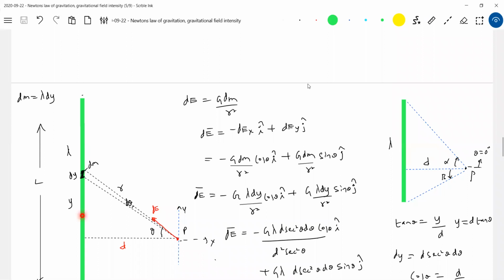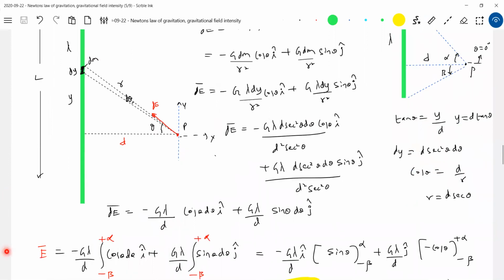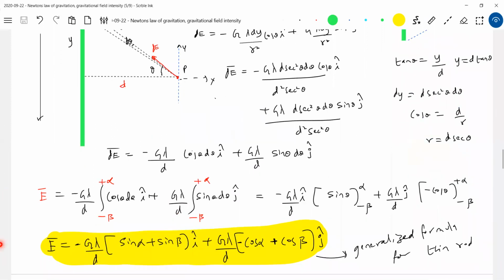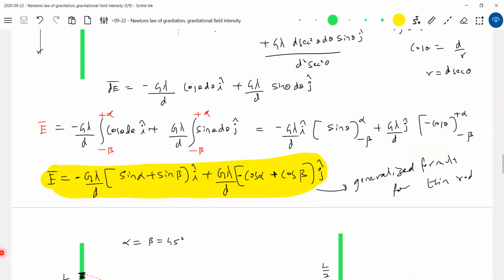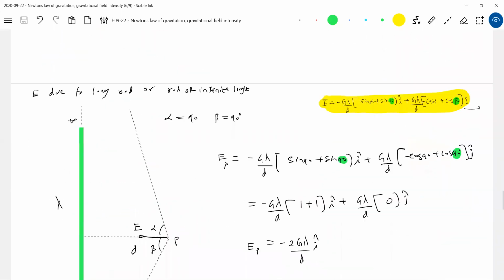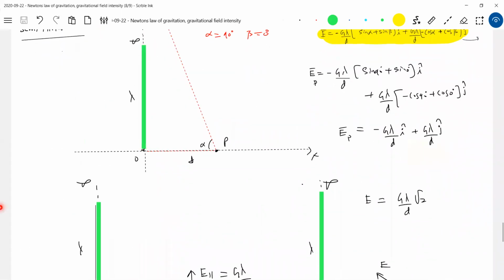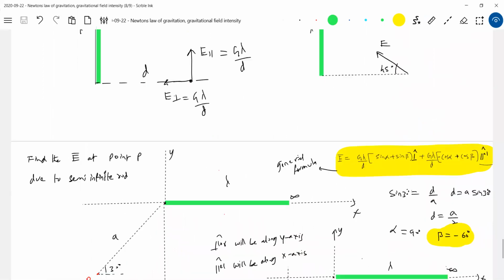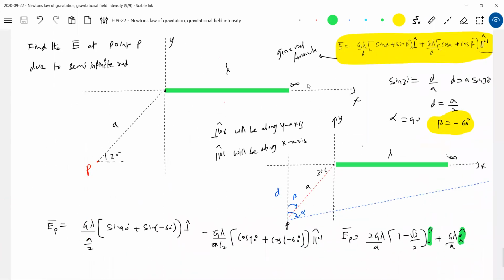Now, if you make this rod along the positive x-axis, tell me, do you get minus I cap? It should not be there, no? So I should modify that also. Okay, got this. So I think the best formula to remember is this one rather than the earlier one. This is a very generalized formula.